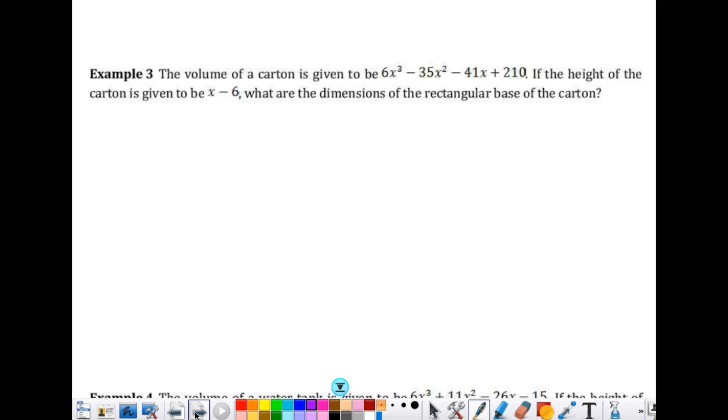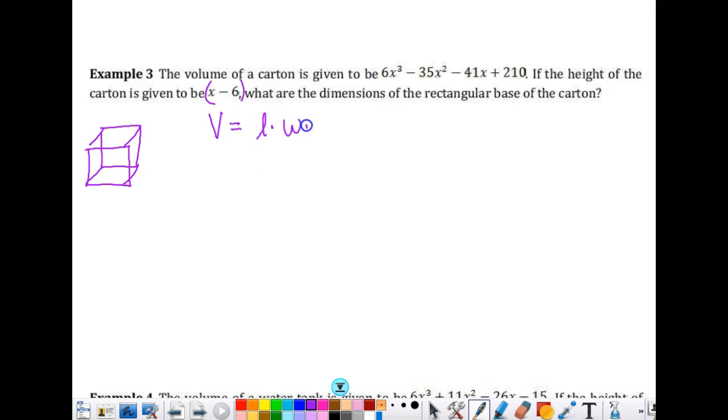Okay, so this says the volume of a carton. A carton, they just kind of really mean a box, right? It may not be a cube. It may have a little rectangle shape. We don't know. The whole volume of it is given to be this polynomial. If the height of the carton, so they give us one of the dimensions of the carton. How do you find the volume of a rectangular prism, I guess it is?